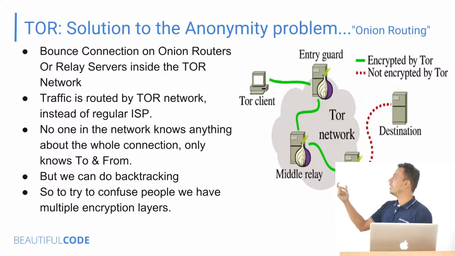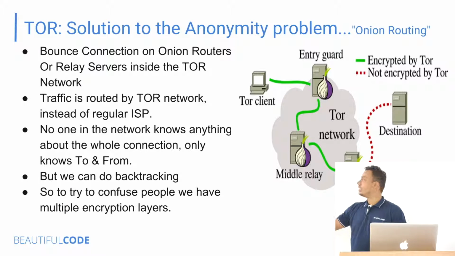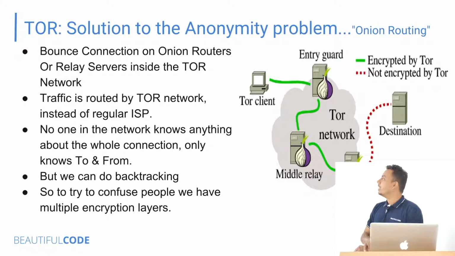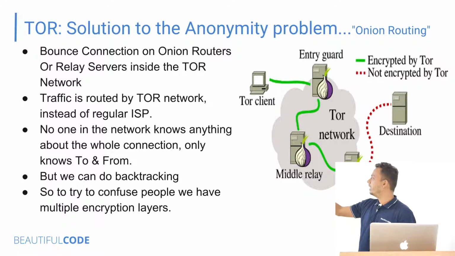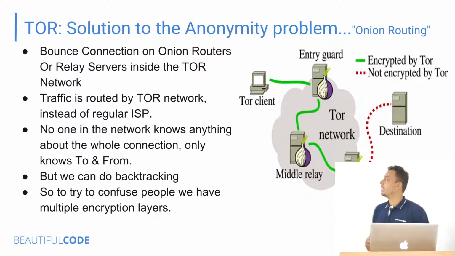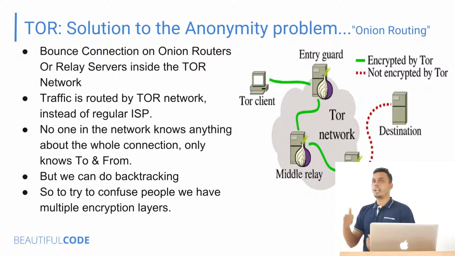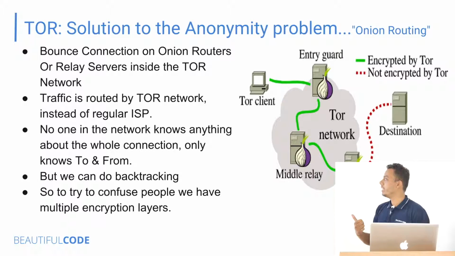What Tor does is it has its own network, and in that network there are relay servers. Tor bounces your connection through any 3 relay servers: an entry guard server, a middle relay server, and then the exit server. The property of these relay servers is that no server knows about the entire circuit. It only knows where the traffic is coming from and where it has to redirect.